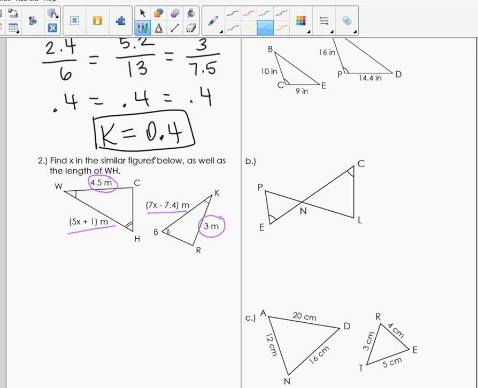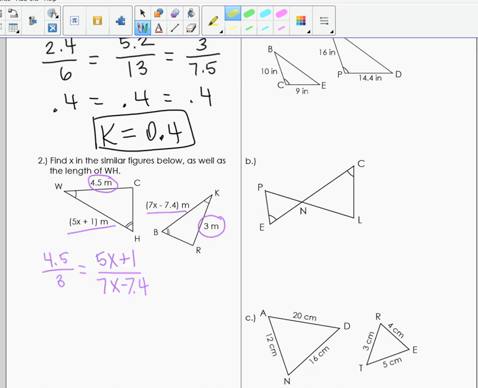Now, in order to solve for x, we can set up our proportion. So 4.5 over 3 equals 5x plus 1 over 7x minus 7.4. You guys remember there's many different ways you can set this up. It totally depends on how you look at it. I always have my same triangles. I just like it this way, where these are one triangle and these are another triangle. However, some people like to set it up, like I know if you were in Luber's class, he sets his up so that the triangles go vertical. Like he would do 4.5 over 5x plus 1 equals 3 over 7x minus 4.